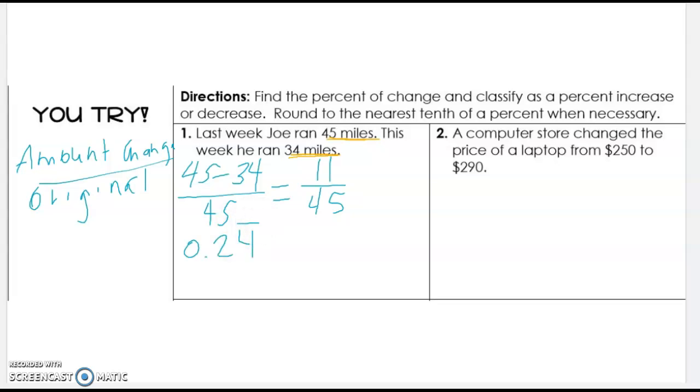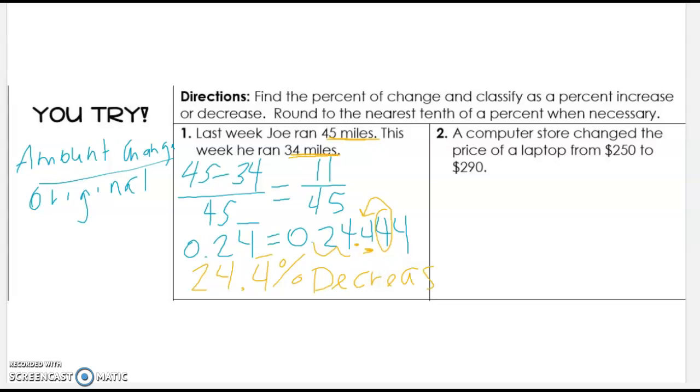11 divided by 45 is going to give us 0.24 with that 4 repeating. So keep in mind that that means that behind that 2 are a bunch of 4s that keep going. So we would take our decimal, move it once, twice to the right, and it says to round to the nearest tenth. So this is our tenth place value. We look at the 4 behind it. That 4 is going to keep our 4 in the tenth place value the same. So our percent is 24 4/10 repeating percent. And he went down in the number of miles. So again, that would be a decrease. So the answer for this example is 24 4/10 percent decrease.